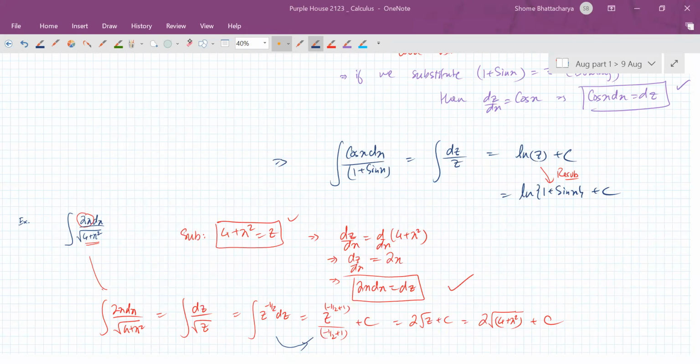But how did dz by dx is equal to 2x come? dz by dx is equal to 2x is coming by differentiation, beta. Differentiate 4 plus x square.